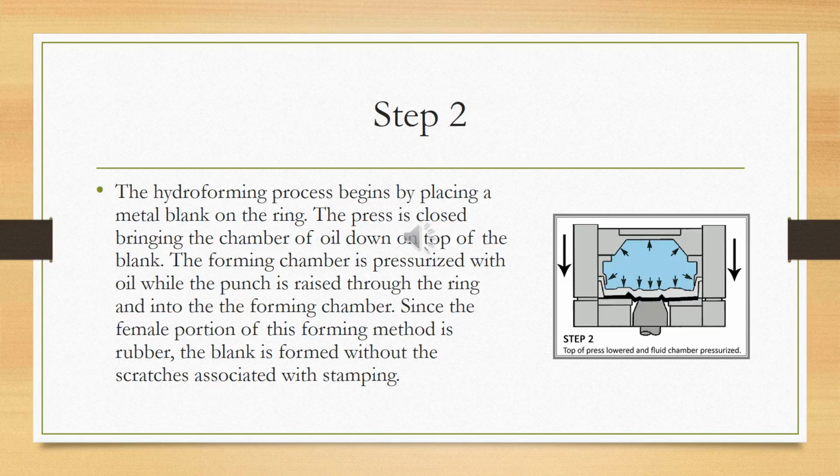Step 2: the hydroforming process begins by placing a metal blank on the ring. The press is closed, bringing the chamber of oil down on top of the blank. The forming chamber is pressurized with oil while the punch is raised through the ring and into the forming chamber. Since the female portion of this forming method is rubber, the blank is formed without the stretches associated with stamping.